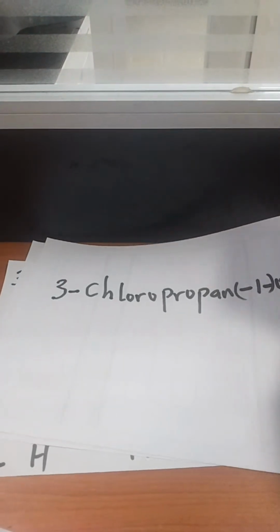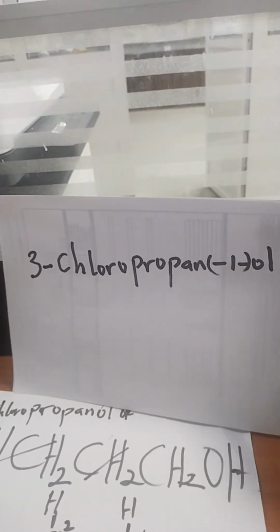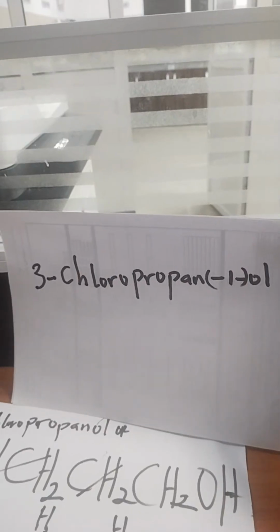The 1 ol is telling you where the OH, the hydroxyl group, the alcohol functional group, is being attached. So as such, distinguished gentlemen and ladies, this happens to be the structure of the compound. And the IUPAC name is, you can see, 3 chloropropan 1 ol.